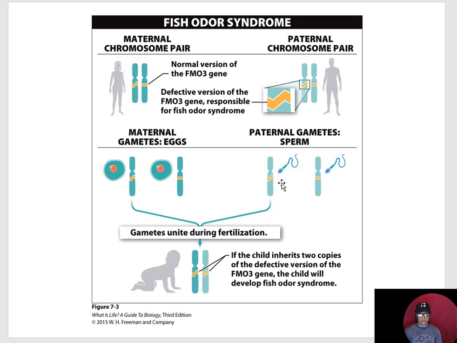Well, what can happen is if we have an egg with an abnormal version and a sperm with an abnormal version, when those two unite, well, now this individual has two abnormal versions of this gene. And if the child inherits two copies of the defective version of the FMO3 gene, then the child will develop fish odor syndrome. Okay.